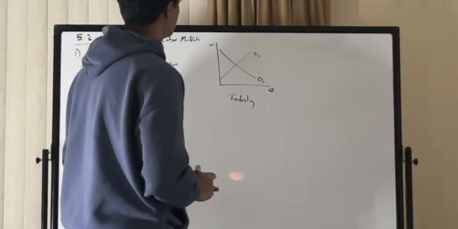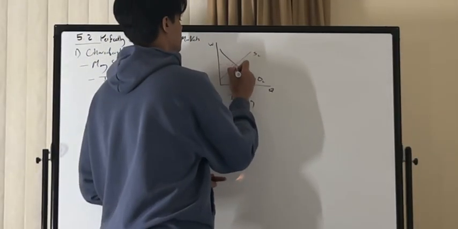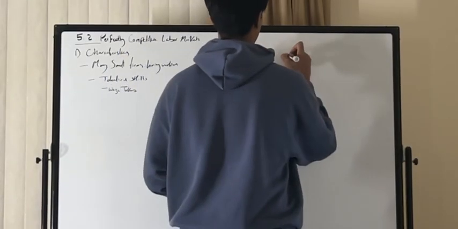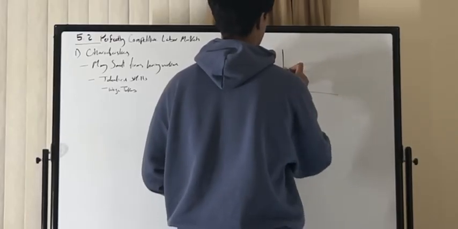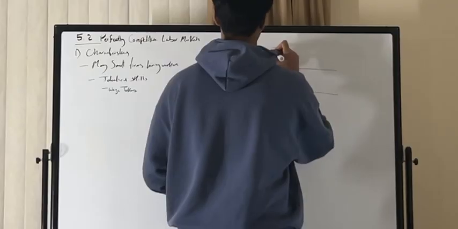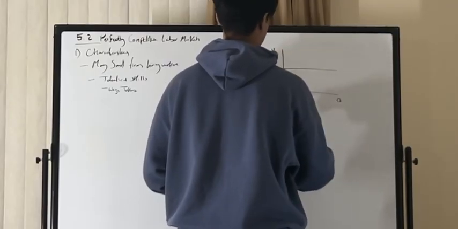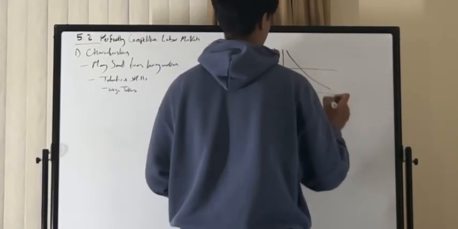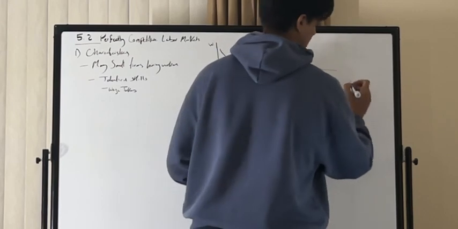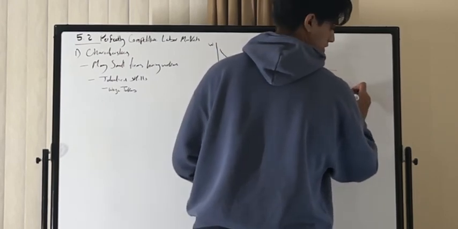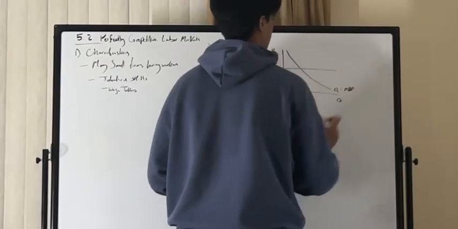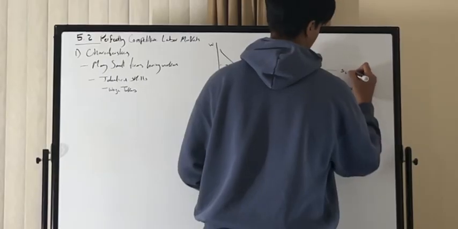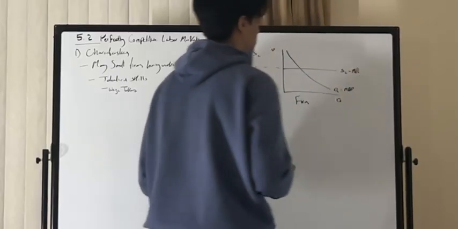For a perfectly competitive labor market, we can see an upward sloping supply line and a downward sloping demand line. And if we stretch this over here, we can create a graph for a firm with a downward sloping demand line, or marginal revenue product, MRP, and a horizontal supply line, or marginal resource cost, MRC.